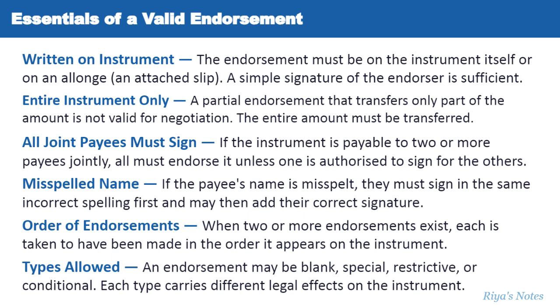Order of endorsements. When two or more endorsements exist, each is taken to have been made in the order it appears on the instrument. Types allowed. An endorsement may be blank, special, restrictive, or conditional. Each type carries different legal effects on the instrument.